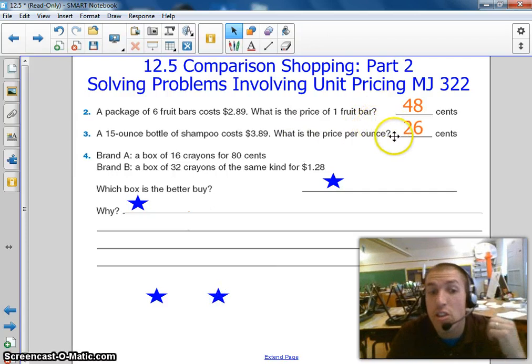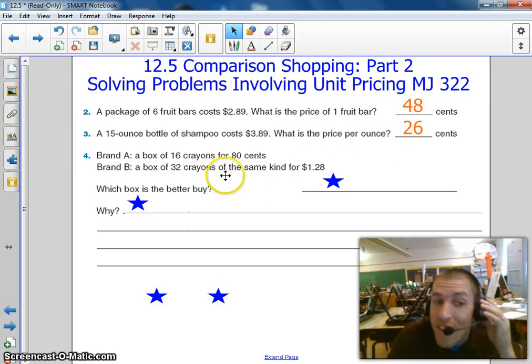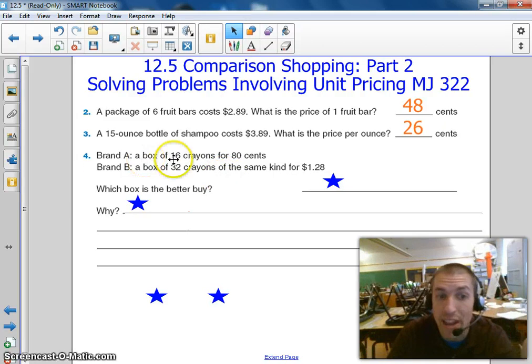These are what we did today. They should be easy. This is a little bit of the next step. Now we're comparing 2 different rates. We have brand A of crayons and brand B of crayons, and they each have a different price. You can buy 16 of them for 80 cents, or you can buy 32 of them for $1.28.